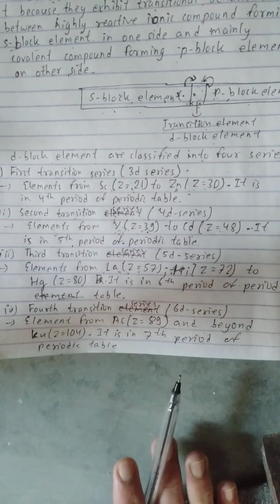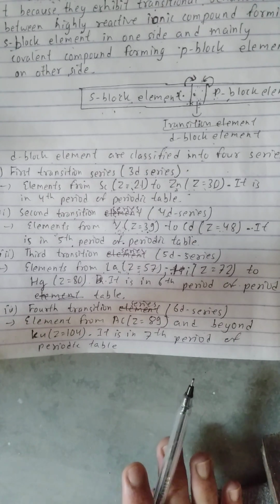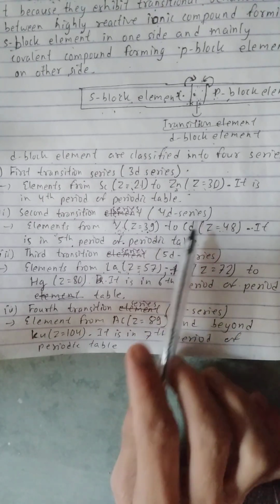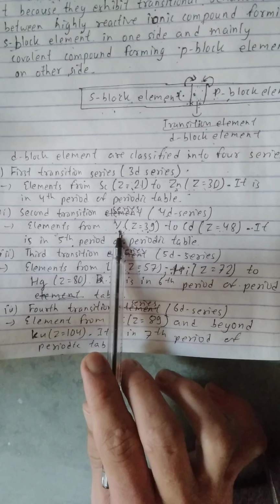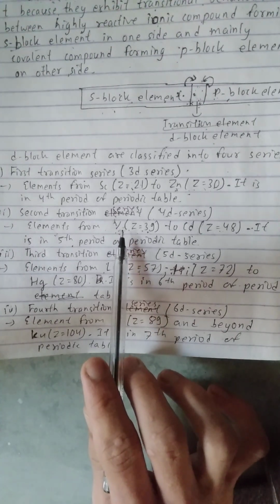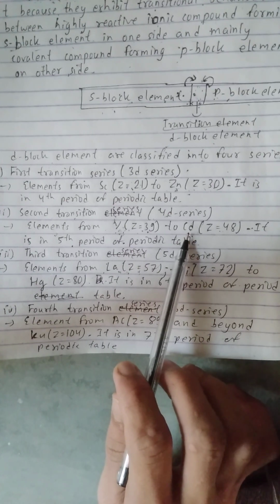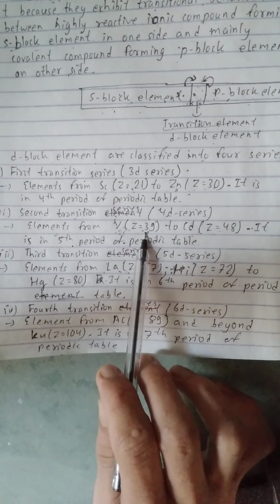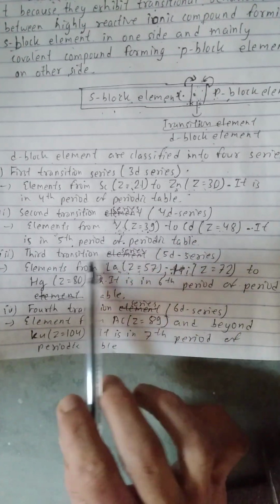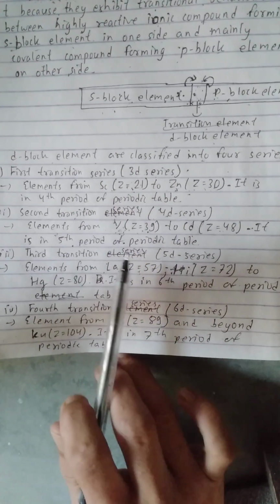Then we are talking about the second transition series, the 4d series, where the elements from Y, yttrium, to Cd, cadmium, with Z equals 39 to Z equals 48, all lie in the fifth period of the periodic table.